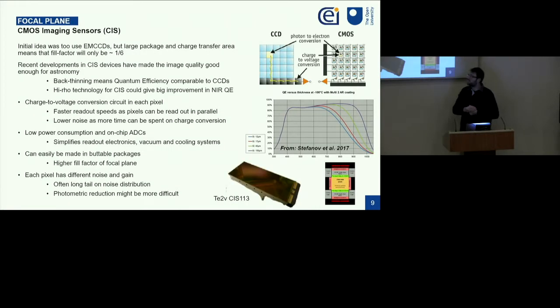The initial idea of the detectors to be used was electron multiplying CCDs. The problem with those is that due to the charge transfer, frame transfer area that is needed and quite large packages, they will only have a fill factor of about 1/6 of the focal plane, which means to cover the whole field you have to do 6 pointings.